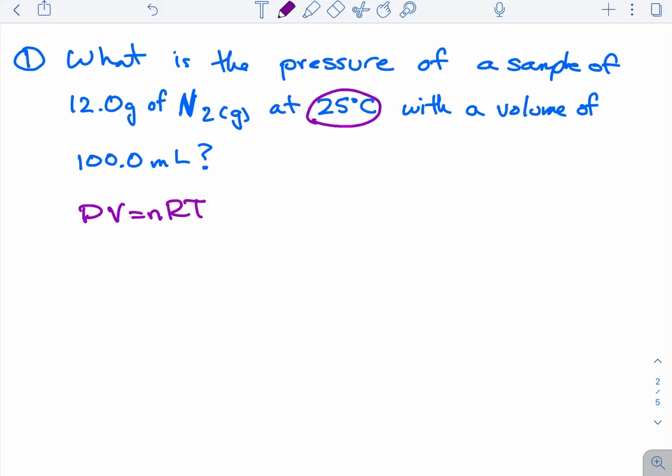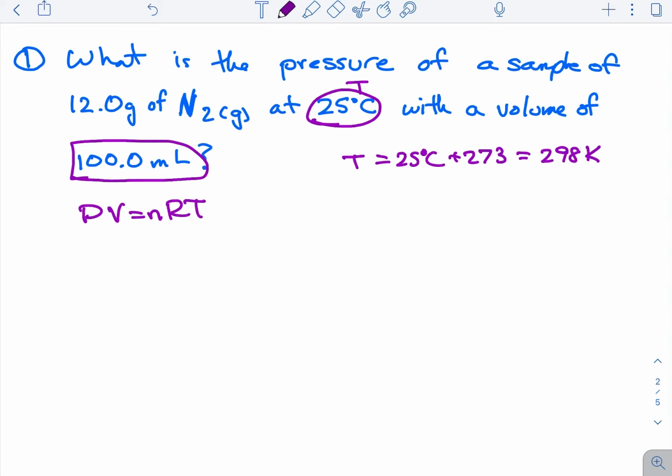So we have temperature, right? Except it's in Celsius, so remember we're going to add 273 to that. So our temperature is going to be 25 plus 273, which when you plug that in the calculator is 298 Kelvin, right? Notice that we're given the volume, but we're given it in milliliters. So our volume, we're going to divide that by 1,000. So that's going to be 0.100 liters.